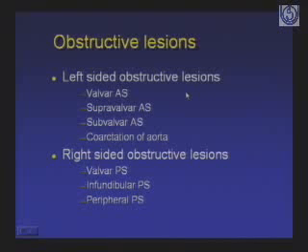After the shunt lesions in acyanotic heart disease, we come to the obstructive heart lesions, the obstructive outflow tract lesions: the left-sided obstructive lesions and the right-sided obstructive lesions. Left-sided obstructive lesions are dominantly aortic stenosis at the level of the valve, supravalvular or subvalvular aortic stenosis, and coarctation of the aorta. On the right side, it is valvular pulmonary stenosis, infundibular pulmonary stenosis, and peripheral pulmonary stenosis.